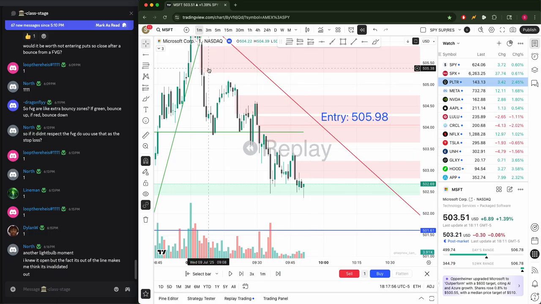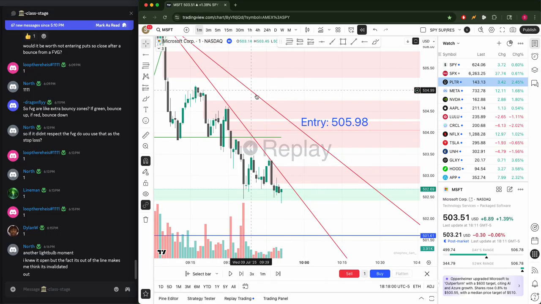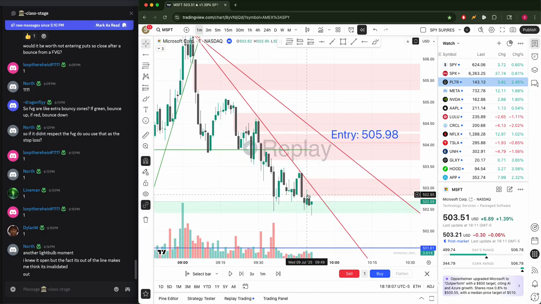Okay, but let's go ahead and go back to the way we had it, because that's the way I would trade it. I would never use this line, right? Because that's just too far out. All right, so as long as price is staying under this red line, we're going to stay on the trade on our runners.